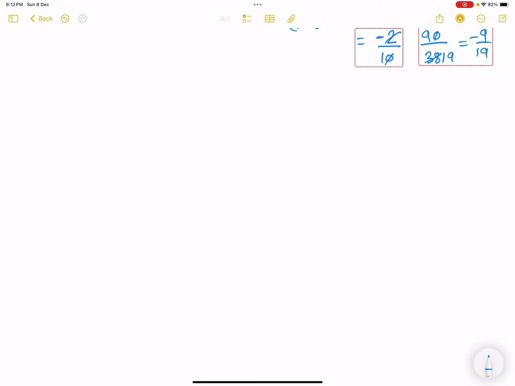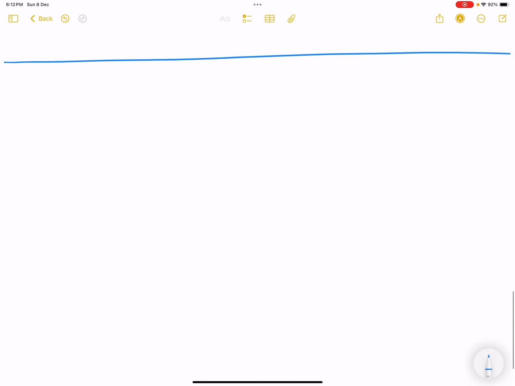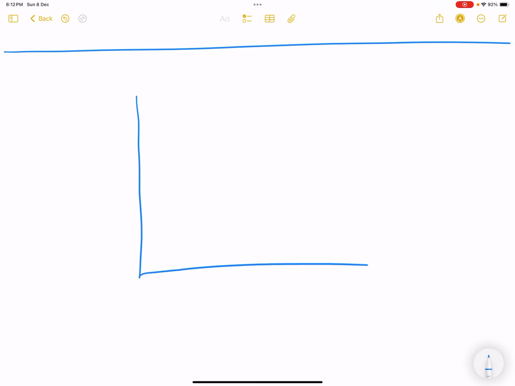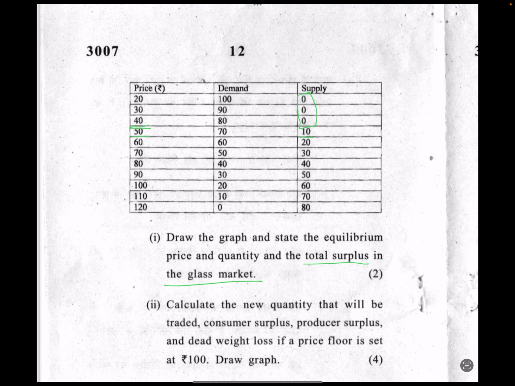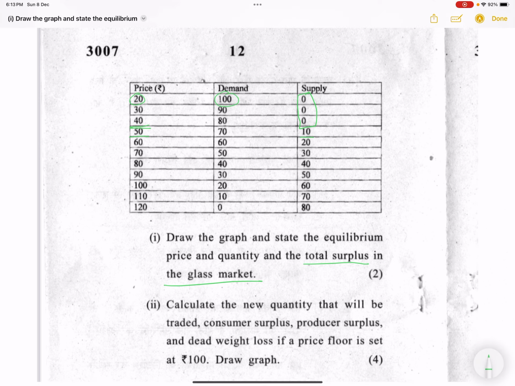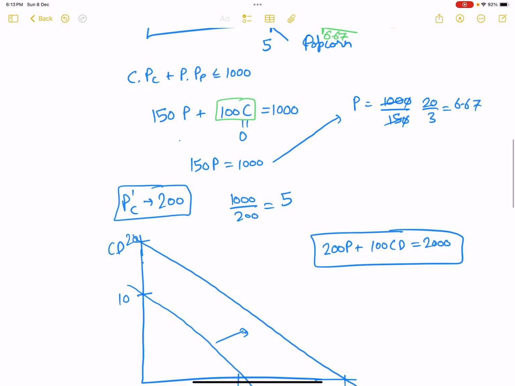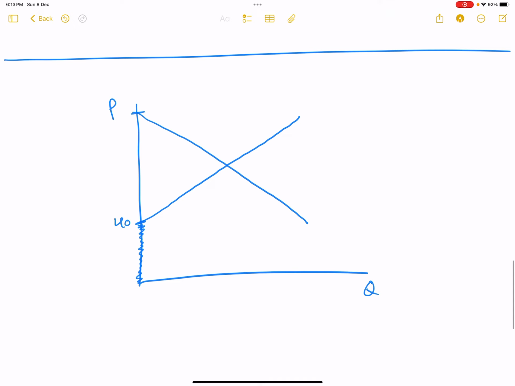I'll just give you a slight hint of what the graph should look like. Here we have quantity, here we have the price. Till price 40 there was no supply, so the supply curve would be this portion and then upward sloping. The demand curve would be downward sloping. We know at price 20 demand is 100, at price 120 demand is 0. So this would give us the vertical intercept. This is demand, this is supply.